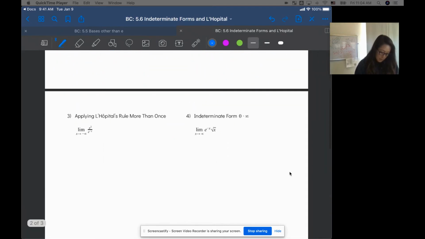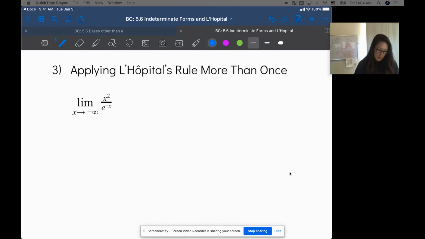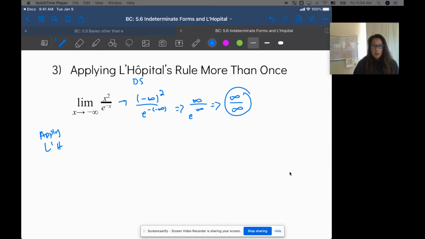Okay. All right, next up. Sometimes we have to apply L'Hopital more than once. That's okay. So let's direct substitute in that infinity. So negative infinity squared over e to the negative negative infinity, which gives me infinity over e to the infinity, which is infinity over infinity. Indeterminate form, we apply L'Hopital. Okay, so next we take some derivatives. The limit as x approaches negative infinity of, okay, the derivative of x squared is 2x. Derivative of e to the negative x is negative e to the negative x.